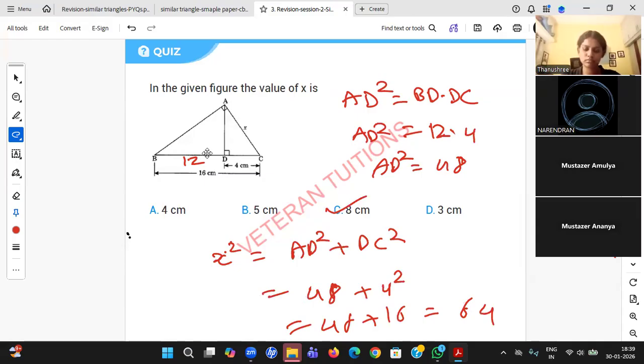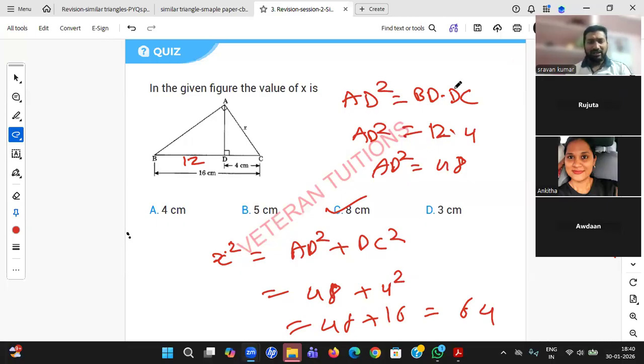Ananya, wrong answer. Amulya, wrong answer. Tanish, right answer. Ananya, right answer. Mega, I'm not seeing any answer from your side.